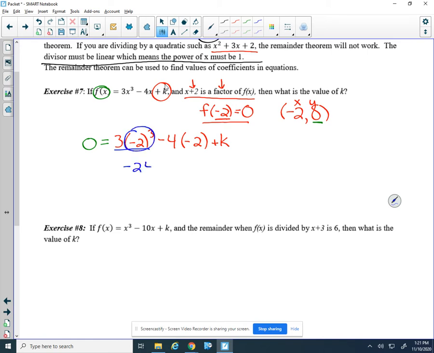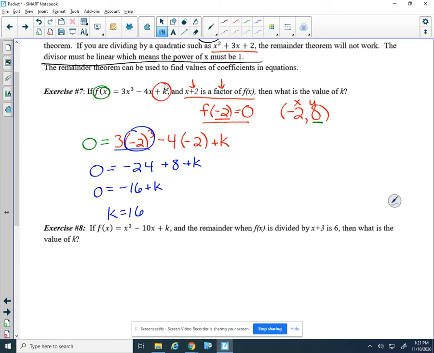So negative 24. Here I have positive 8 plus k equals 0. And then I have negative 16 plus k. So if I move over that 16, I'm going to get k equals positive 16.